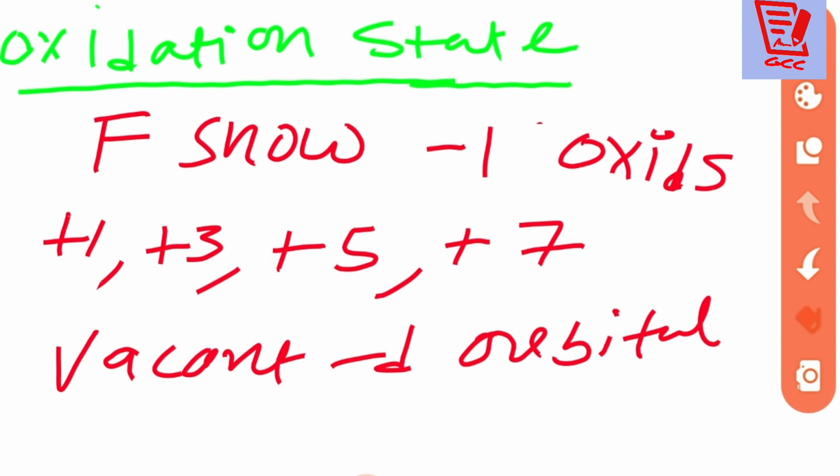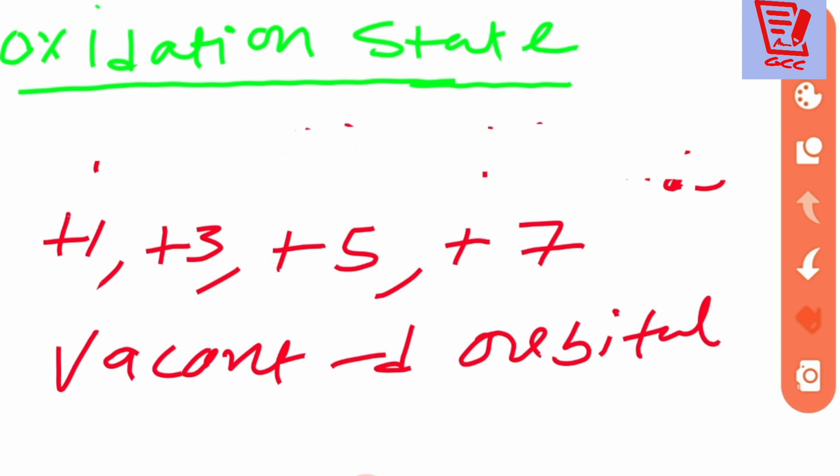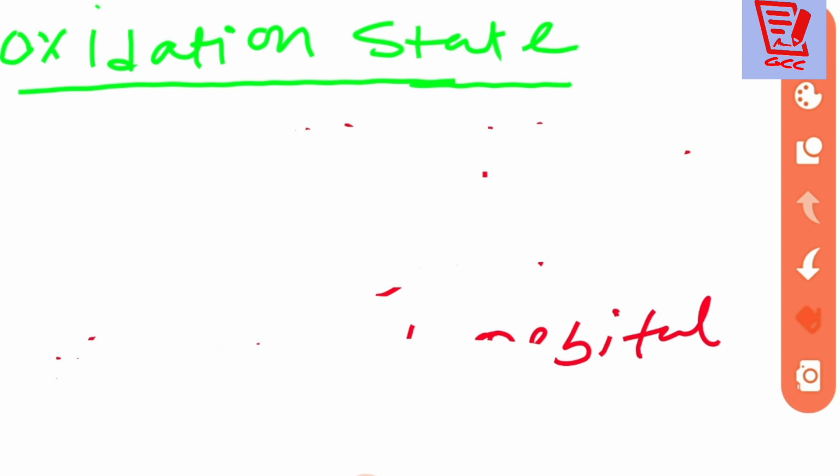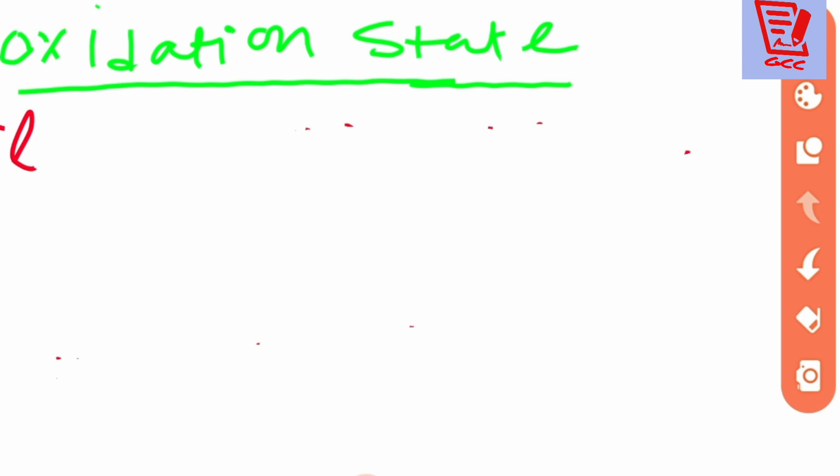You just see, all of you, I am taking chlorine here, and as you know very well, chlorine has a vacant d orbital. So let's see what I am going to do in chlorine. I have written chlorine here, and now I am writing chlorine in the ground state.